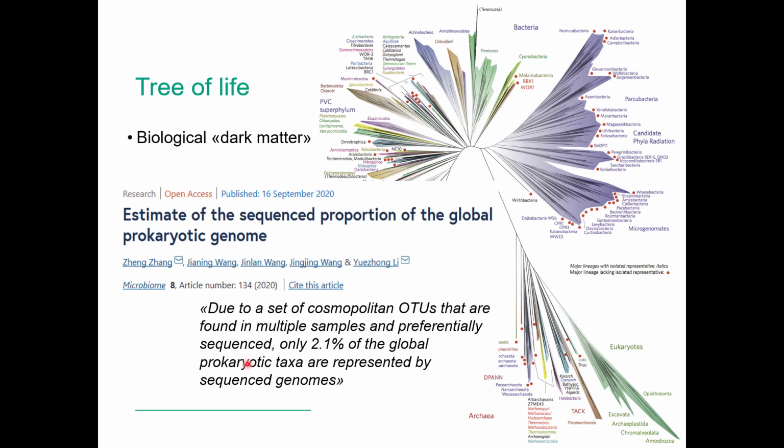I saw this paper saying that, based on what we have up until 2020, we estimate that what we know here is approximately 2% of the global prokaryotic taxa. So we are still lacking 98% of the branches in this tree. That's what they say. So there is a lot of biological dark matter still to find out there. And we find new every day. This grows, so this tree is probably outdated already.